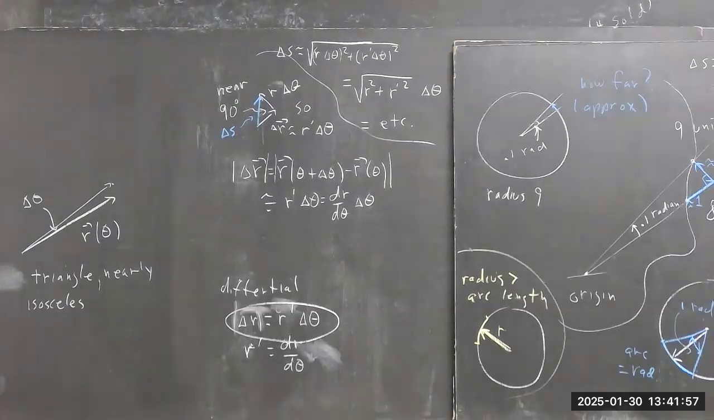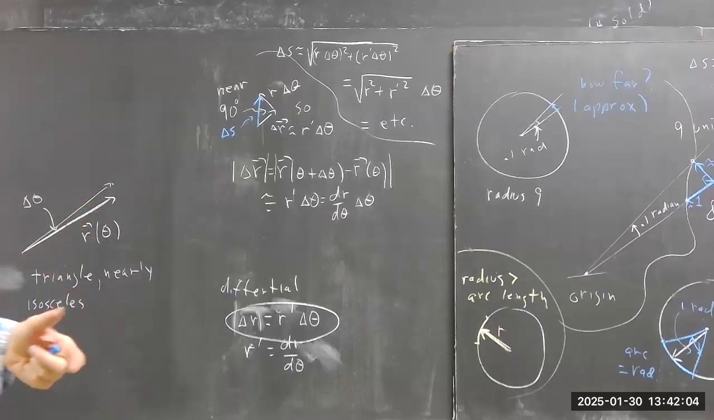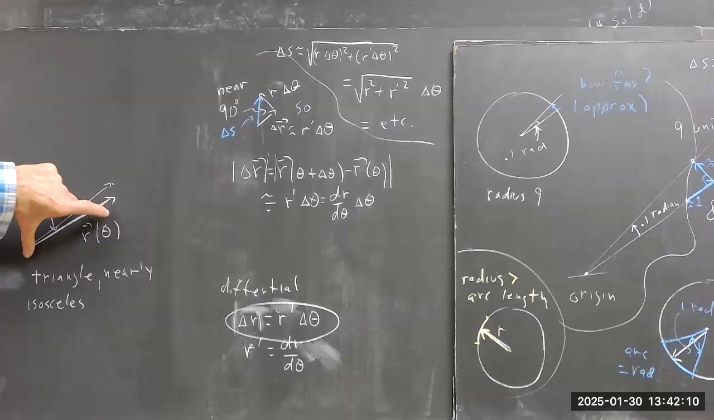Nearly isosceles if delta theta is small, because if delta theta is small, R hasn't had enough delta theta to change by much, right? So for small delta theta, this R is going to be pretty close to this R. And you could use any R between here and here.